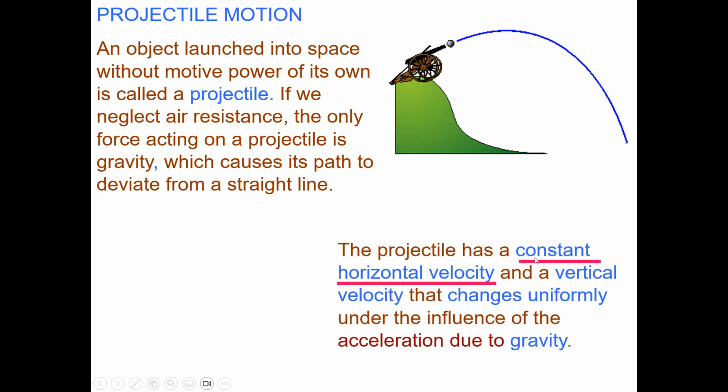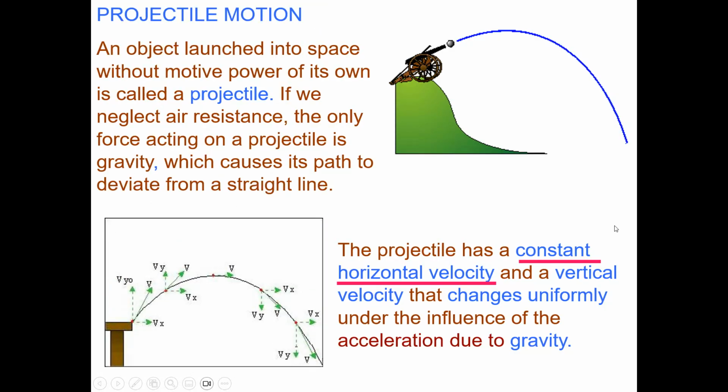Since there's no acceleration in the x direction, we'll say that the projectile has a constant horizontal velocity and a vertical velocity that changes uniformly under the influence of acceleration due to gravity. So as you can see in this picture over here, the velocity in x stays constant the whole time, that vx, but that vy is initially large because the object's moving up.